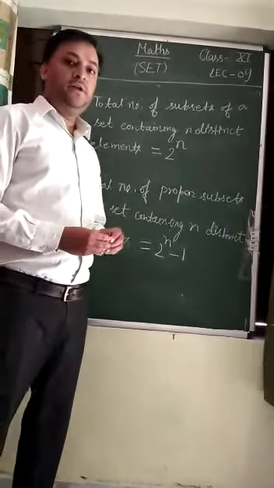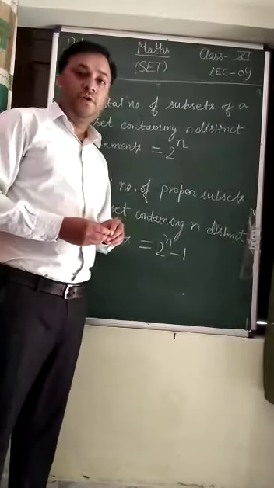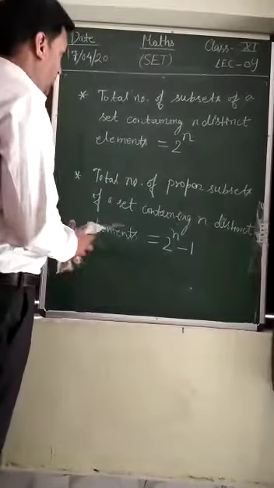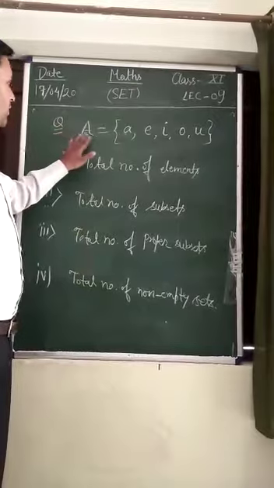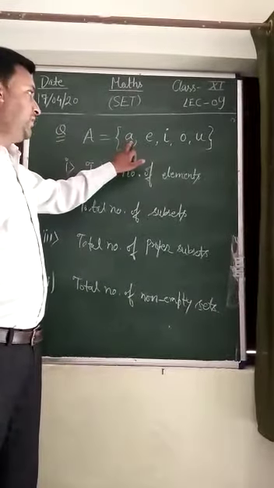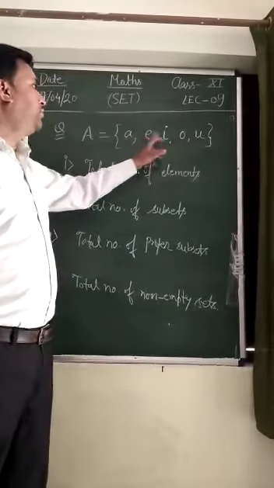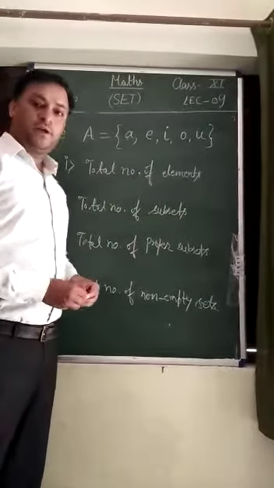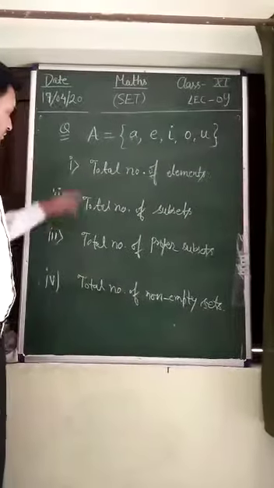Now finally we solve a simple problem before finishing the video. Now students, there is a question. This is the set A which contains 5 letters: A, E, I, O, U. 1, 2, 3, 4, 5. This is the set of vowels in the English alphabet, students. So there are 4 questions.